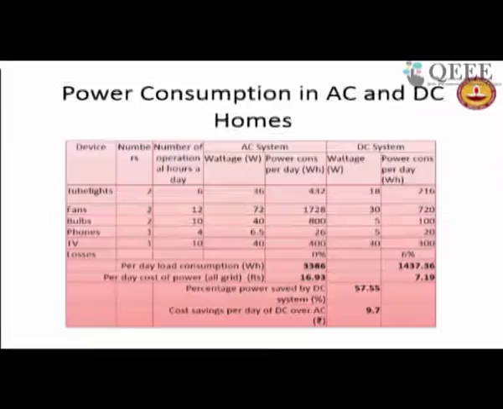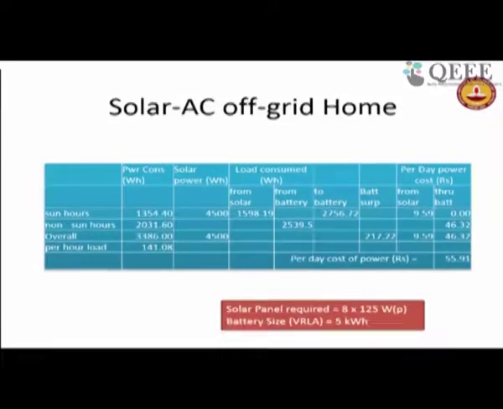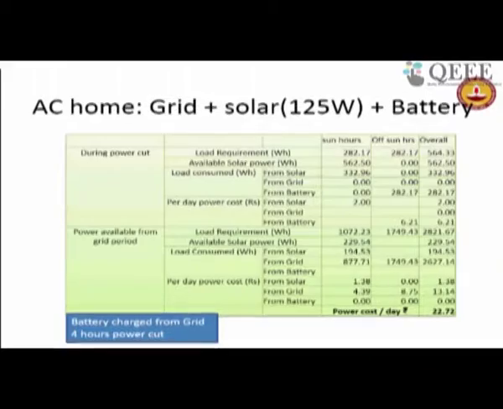The question number, last part. If the system is solar DC or AC being fed by 125 solar panel, I am assuming grid and battery both are there. It is not properly framed. We will reframe that question. Grid and battery both are there. And I am taking an AC home, grid is there plus solar panel. This time the solar panel is only 125 watt.